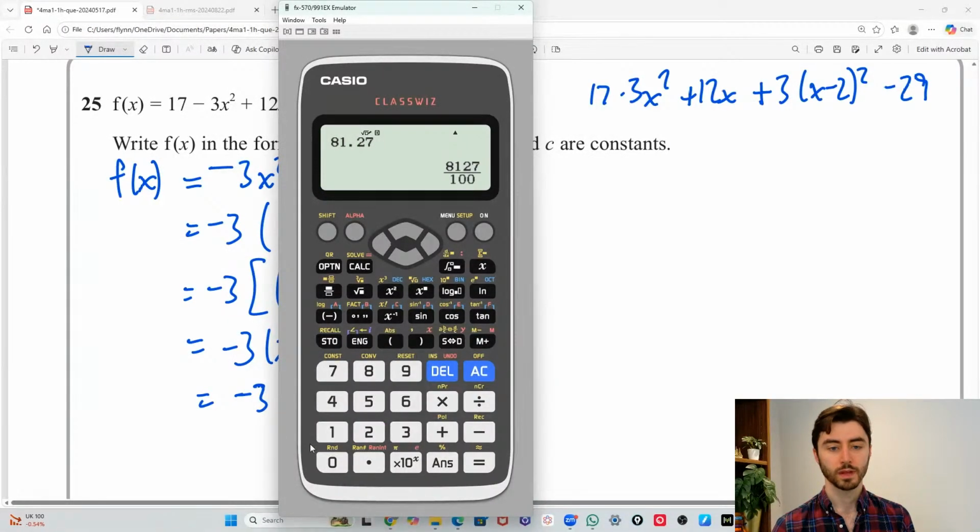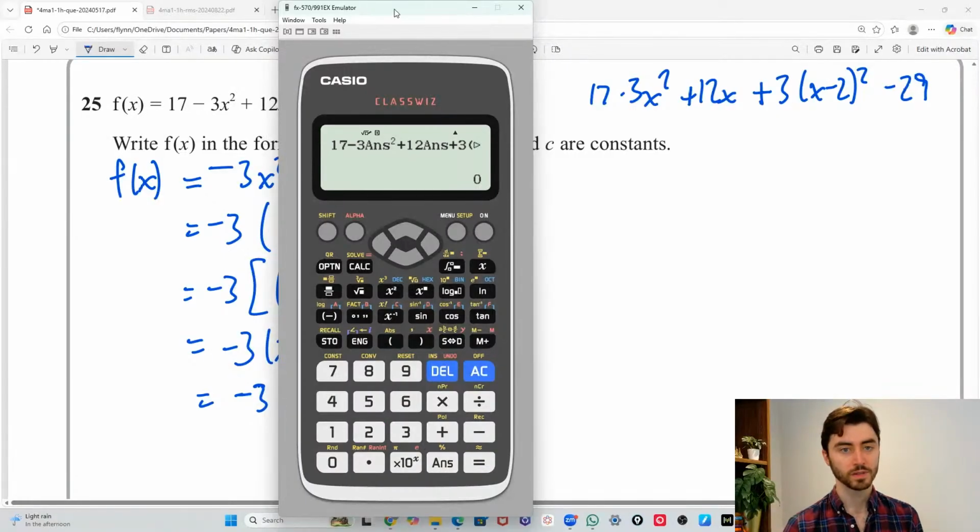81.27. 17 minus 3 answer squared plus 12 answer plus 3 lots of answer minus 2 all squared minus 29, clean 0. So that's correct.